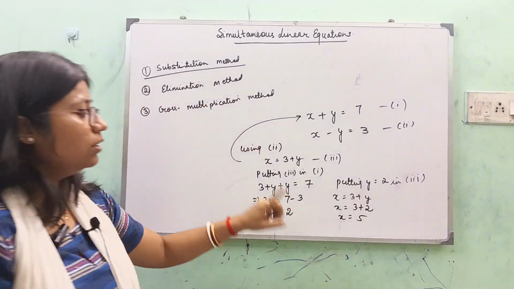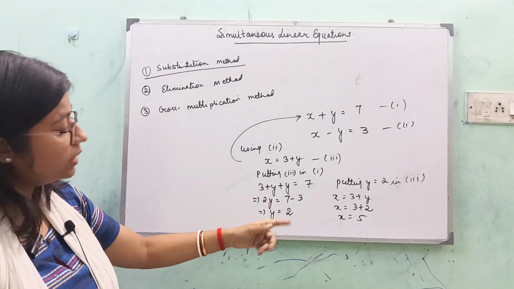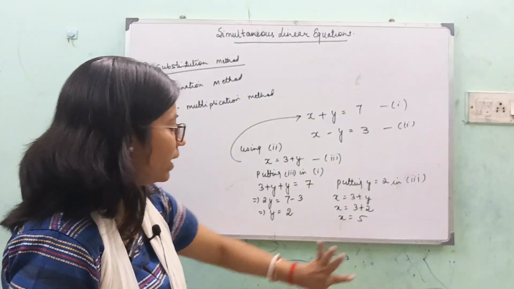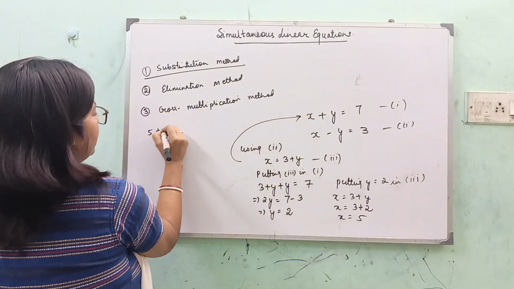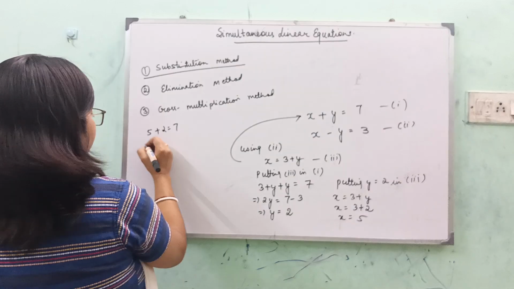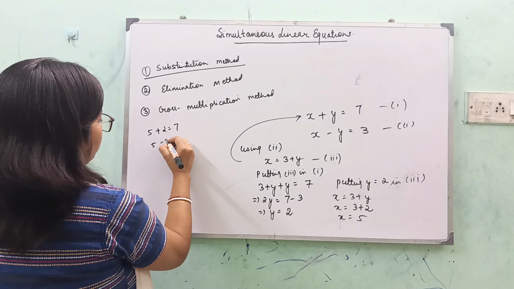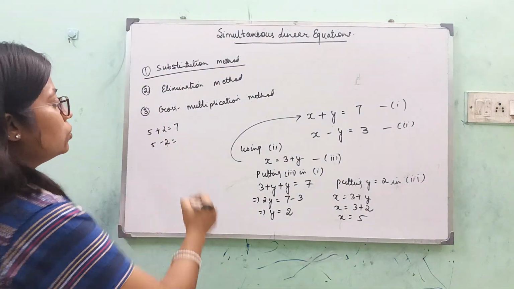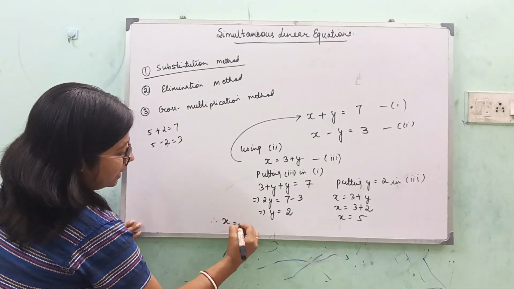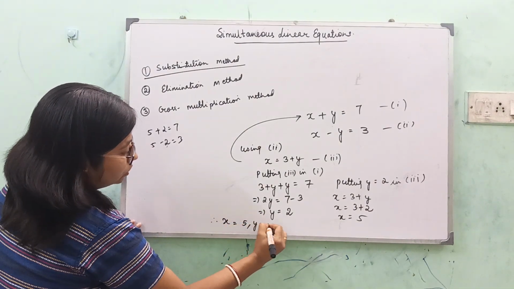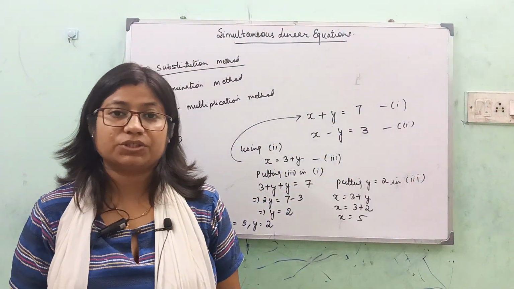If you remember, in the previous example that I did using the trial and error method, we had got x as 5, y as 2. So x as 5 and y as 2, you can check it also. 5 plus 2 equals 7, so both sides are 7. 5 minus 2, x minus y, equals 3. So it is satisfied. The solution is therefore x equals 5 and y equals 2. This is the solution for the given system of equations.